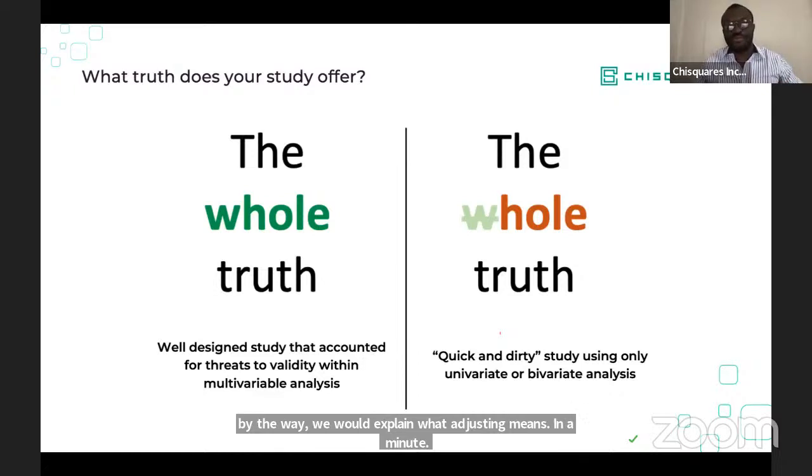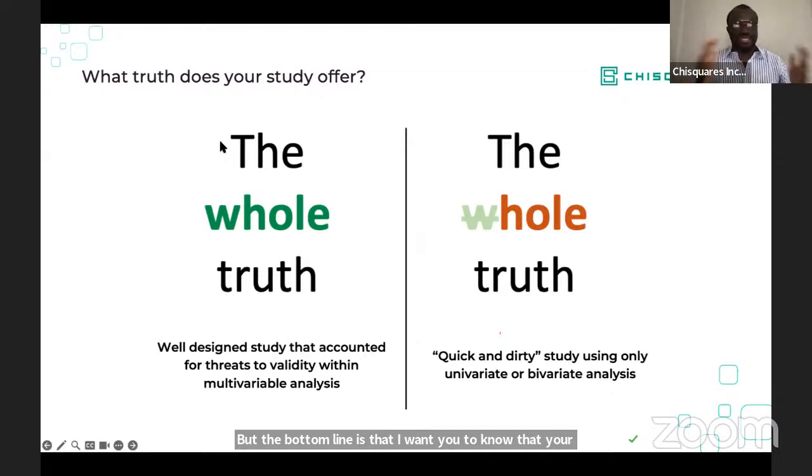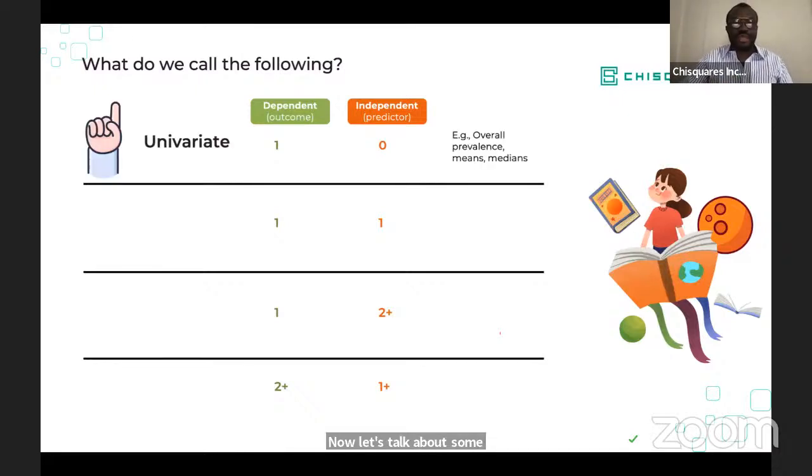The bottom line is that your study could either be the whole truth and nothing but the truth, or it could be a truth with holes, which is no truth at all. That is why we do regression analysis. Now, let's talk about some terms we use a lot in regression analysis to make sure we're all on the same page.